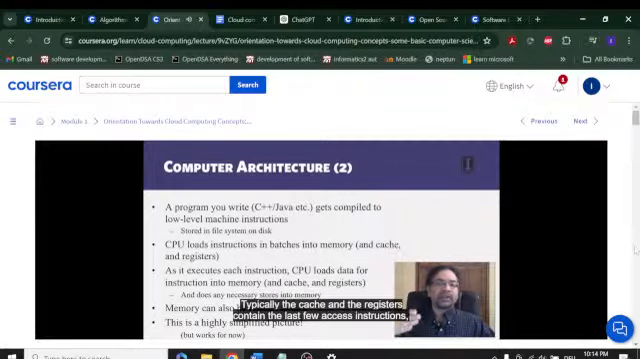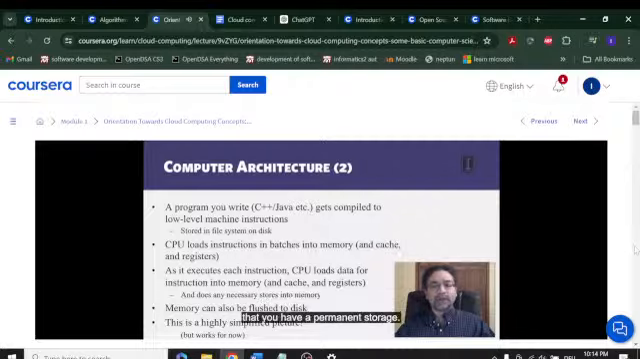Typically, the cache and the registers contain the last few accessed instructions, so they follow what is known as the least recently used principle. Now, as it executes each instruction, the CPU, which is executing the process, loads the data that is necessary for the instruction into the memory, and then into the cache and the registers. And if there are any necessary changes that happen to a variable like x, then these are stored first into cache and then into memory. Once in a while, you may need to store something on disk so that you have permanent storage, so in case the process goes offline, you still have some data saved.